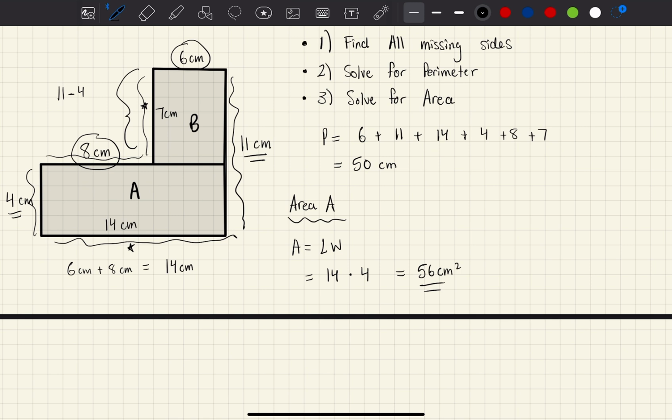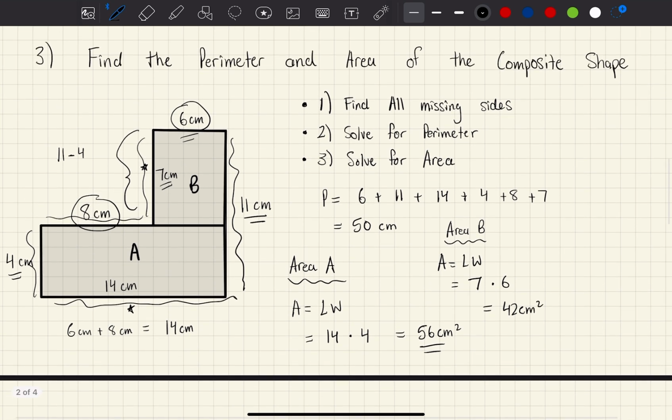Okay, now we can do the area for B. Our area for shape B is also a rectangle, so it's going to be the same formula, length times width. Our length would be 7 centimeters, right? This one. And our width is going to be 6 centimeters. So we're going to do 7 times 6, which is going to be 42 centimeters squared.